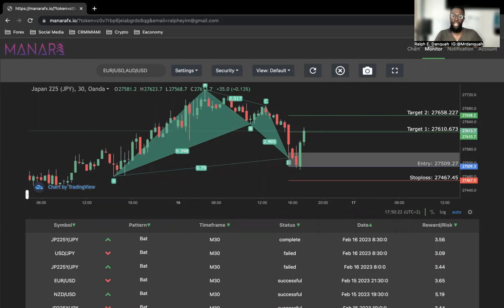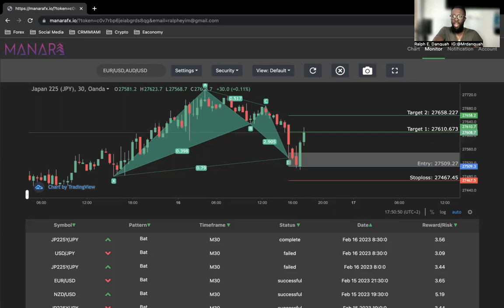So this is going to be a quick overview of Manara. Manara is an artificial intelligence tool that scans the entire market and gives us patterns that are most probable to trade in. All right. So 70 to 80% of the market, of the Forex market, of market period, consists of patterns. The more patterns you know, the better it is. So now we have an AI that gives us these patterns.